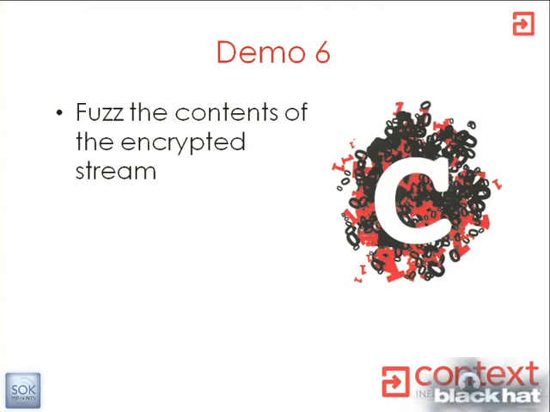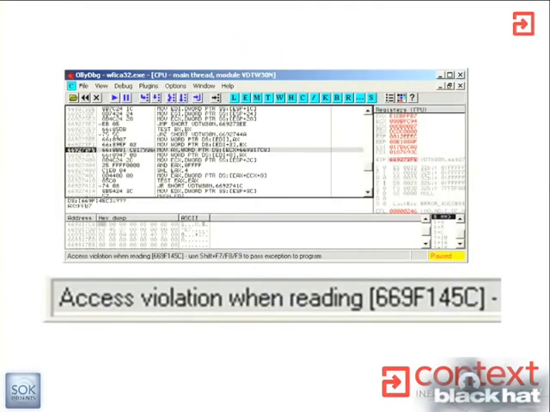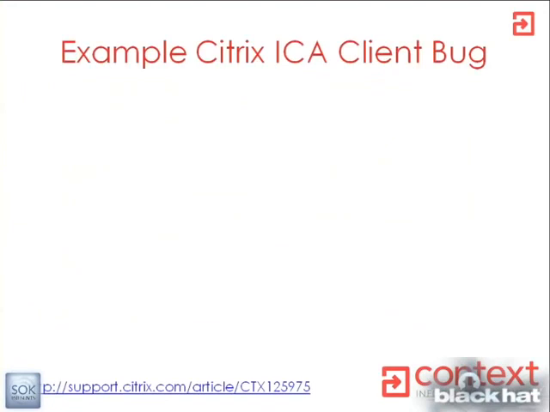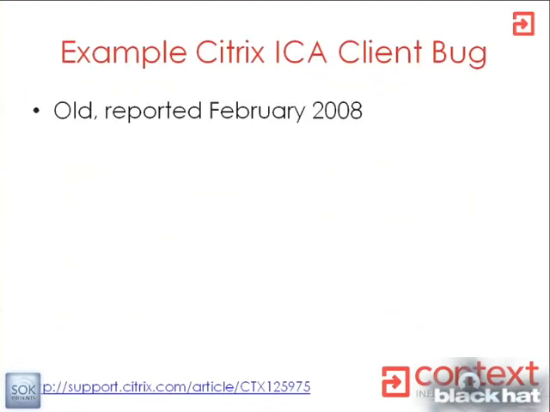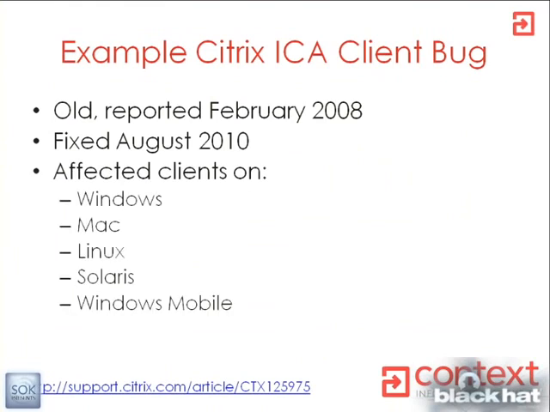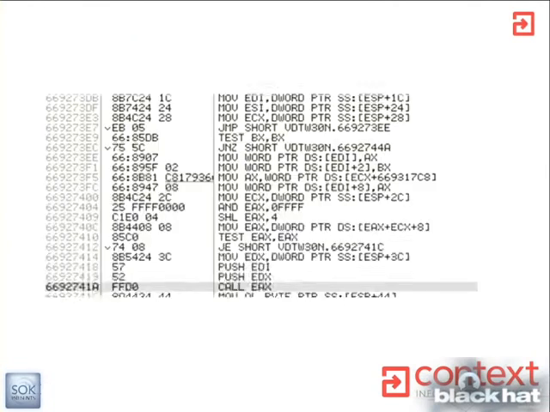Okay, so we've got a crash in this old client. First we have a look at it, and it's a read violation. Well, is this exploitable or not is the question. Like I said, this is an old bug which has been patched. It was found in 2008 and fixed in August 2010, 2.5 years later. It affected various clients: Windows, Mac, Linux, Solaris, so it was an across-the-board bug. So this is an old bug that we're using as an example to demonstrate CANAPE. That's why we're using it.